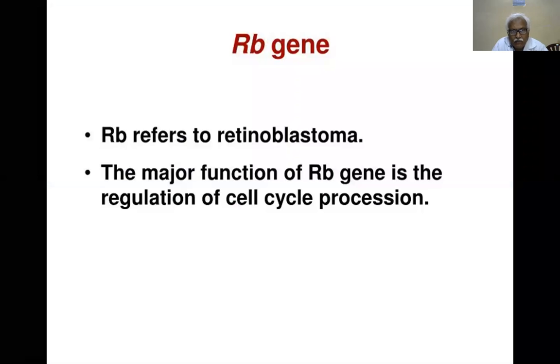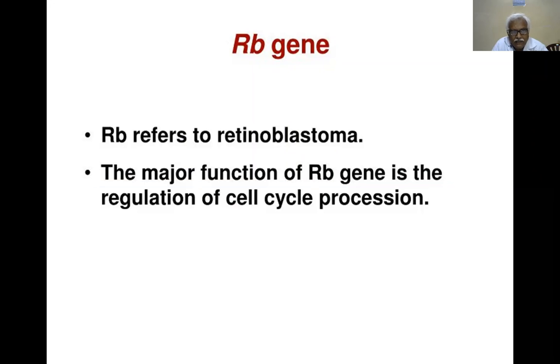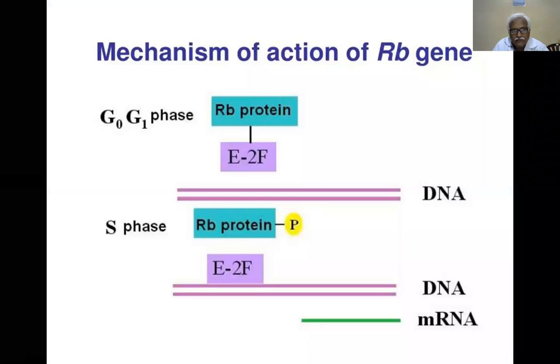The retinoblastoma gene, RB, stands for retinoblastoma. The major function of the RB gene is the regulation of cell cycle progression. You know the cell cycle. So the mechanism: in G0 and G1 phase, RB protein binds E2F, and then DNA. In S phase, RB protein is phosphorylated, E2F is released, and DNA and mRNA synthesis take place.